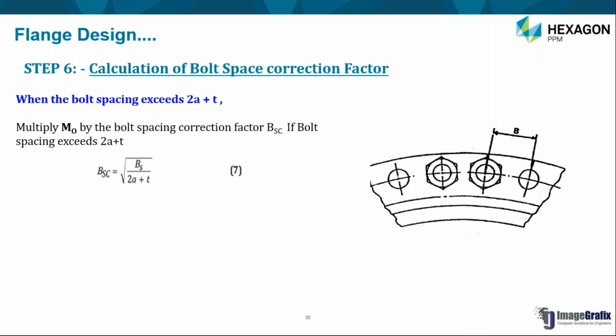So if the actual bolt spacing is more than 2a plus t, then necessarily it has to be less than the maximum bolt spacing, that is 2a plus t upon (m plus 0.5). So even though it is less than the maximum spacing, it should not violate the criterion of 2a plus t. If it is more than 2a plus t, then we have to calculate a bolt space correction factor, which will always have a value more than 1, and it is used as a multiplier on the overall moment for both the operating condition as well as the gasket seating condition.